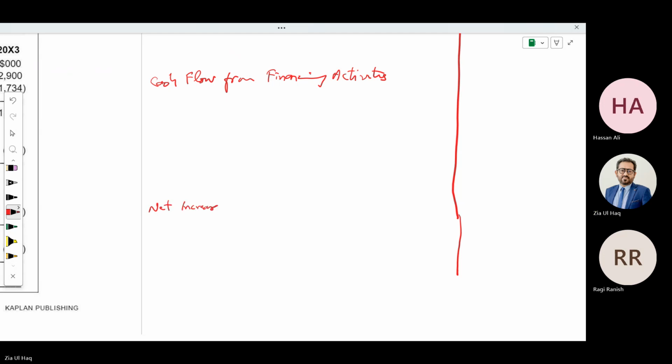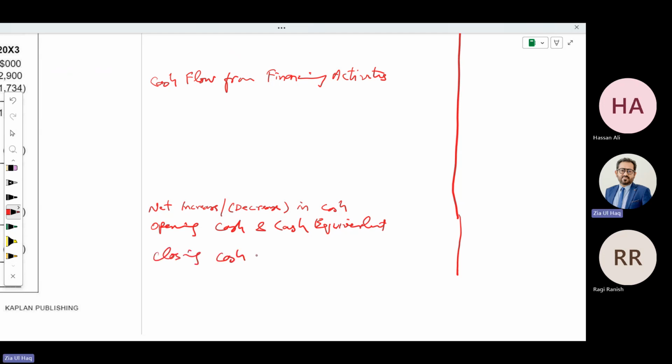Then we will be able to calculate the net increase or decrease in cash, and then opening cash and cash equivalent, then closing cash and cash equivalent.